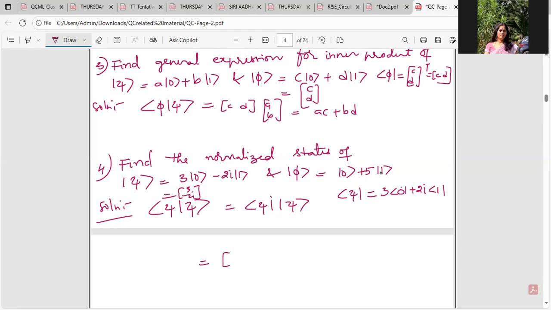So this would be 3 plus 2i into 3 minus 2i. So what does this give me? 3 squared is 9 plus, why? Because i squared is -1. 2 into -2 is -4. So minus of minus into minus is plus. So it is 4. It is nothing but 13. So how do I normalize ket xi?